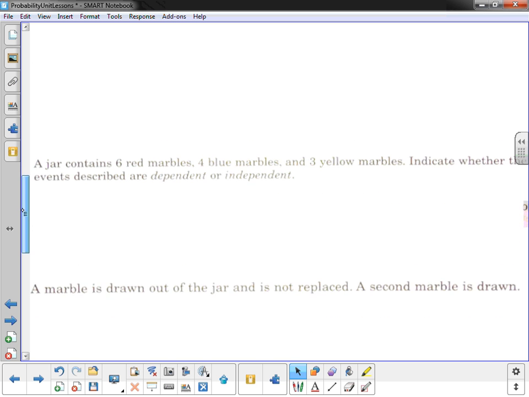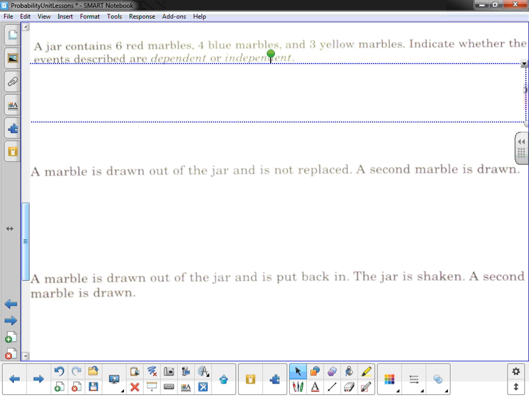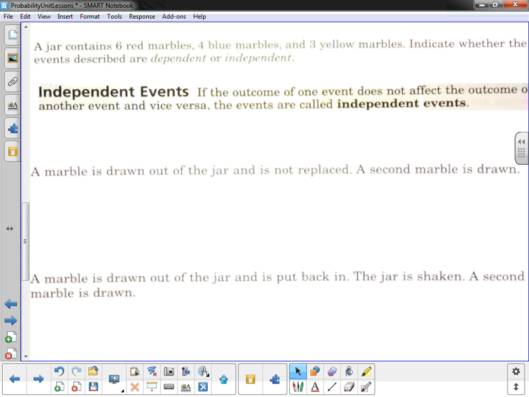Now, the next part here is we have to decide: in her case, did it matter if she picked art and any one of the languages? It didn't matter. So we call that either an independent or a dependent event. We have to be able to identify which is which. Are they independent or are they dependent? So what's the difference between these? Well, an independent event happens if the outcome of one event does not affect the outcome of another event, or vice versa.